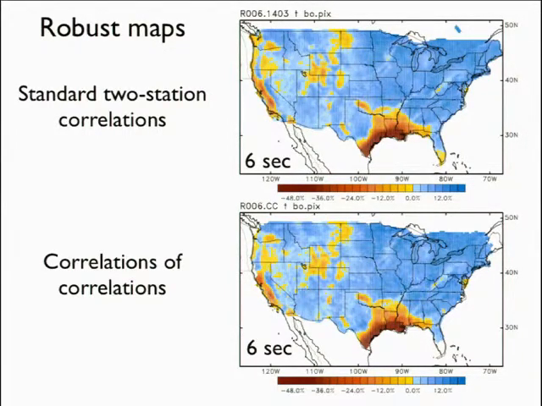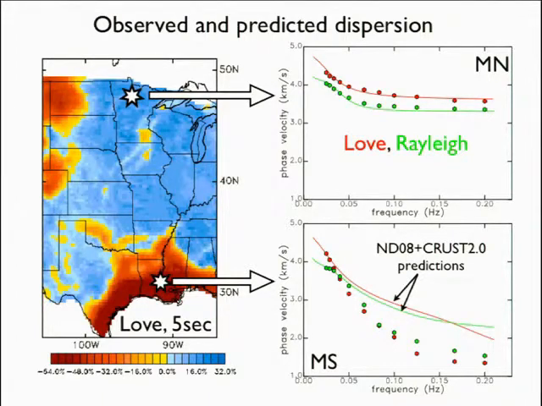Just another example of how robust these results are. This top one is the standard two-station correlation method, and for those who are familiar with this, you can also do correlations of the correlation functions, which is a technique to remove some of the bias that you get from the noise sources. And you can see that, again, the agreement between these two maps is remarkable, suggesting that the results are robust. So, as I said, this is really going to be mostly about the wiggles, so I'm not going to go into the interpretation, but that is obviously the next step.